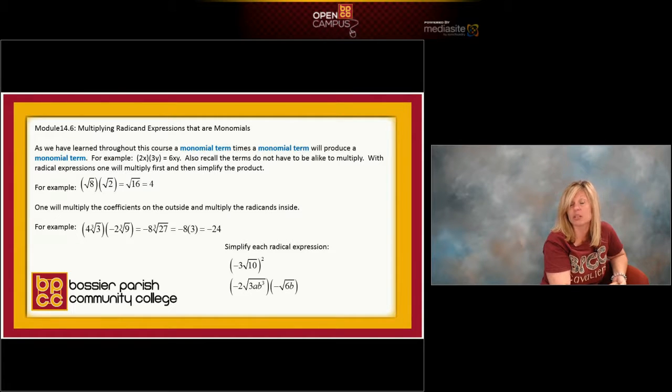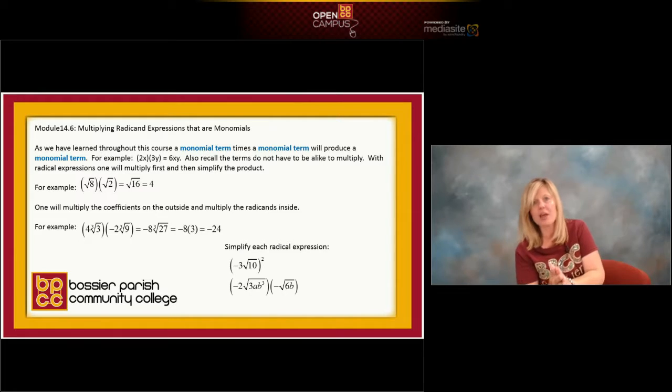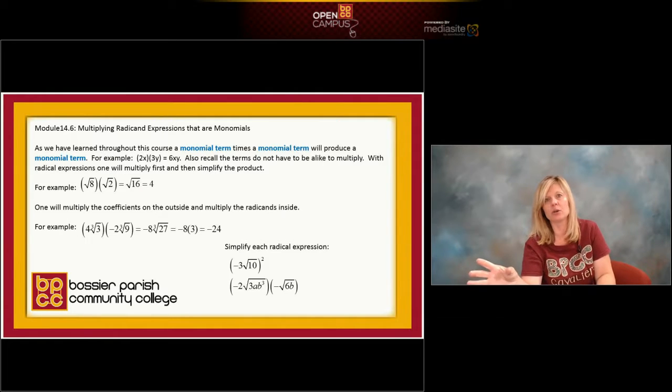So remember, back way when, if you had 2x and you multiplied it to 3y, well, 2x is a monomial. It's connected by multiplication. 3y is a monomial. It's connected by multiplication. And when you multiply those terms, you get 6xy, which is also a monomial connected by multiplication. Well, that's how radical world works. When we multiply radical expressions, we're going to multiply a monomial times a monomial. There's no paperwork. We're going to multiply them. We're going to get an answer that's a monomial.